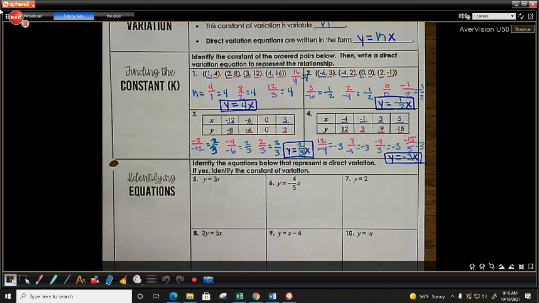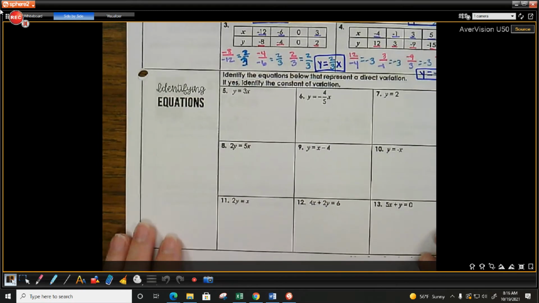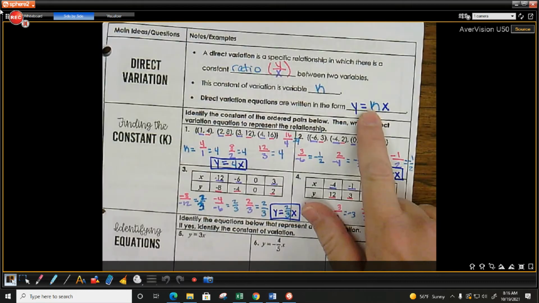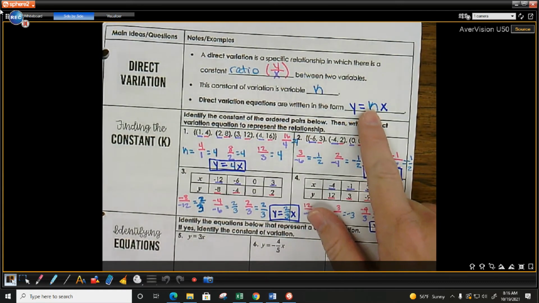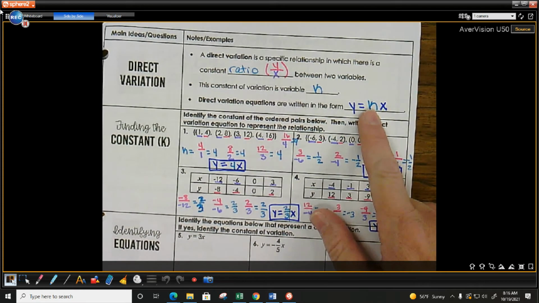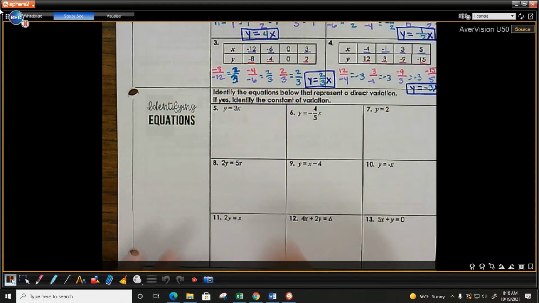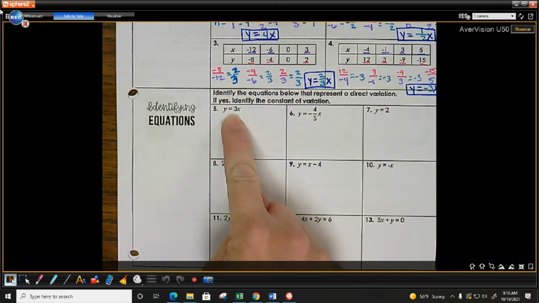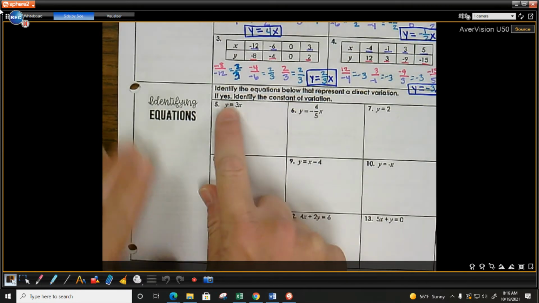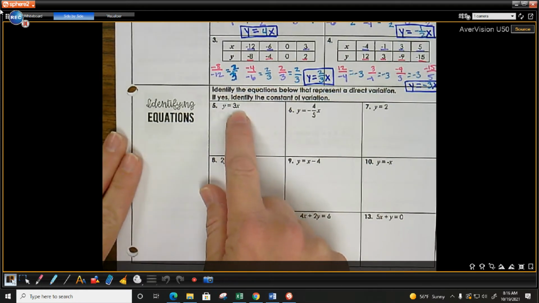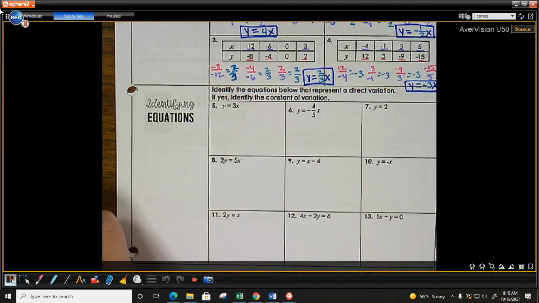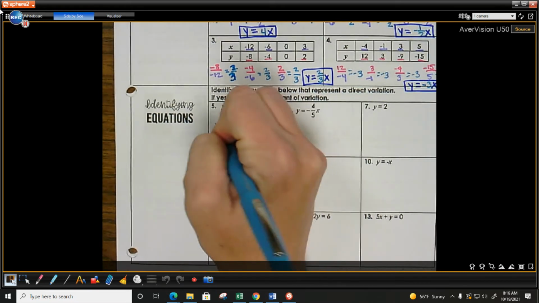Okay, now we're going to go to equations. Equations are going to be written in the form y equals k times x. If it doesn't say y equals, you might have to solve for y to get it to say y equals. So we are going to say yes or no: is this an example of direct variation? If it's a yes, we're going to say what the k is. Okay, so is this in the form y equals kx? Yes, so is this an example of direct variation? Yes, what's the k?